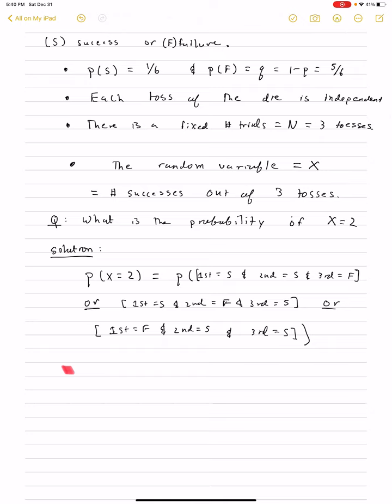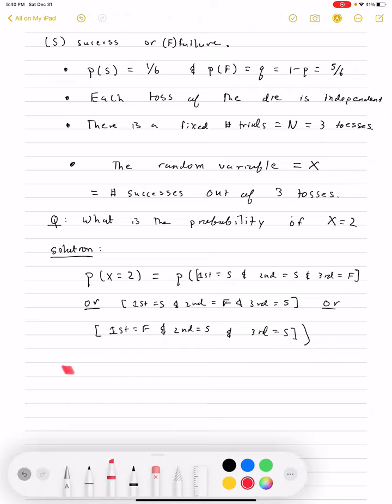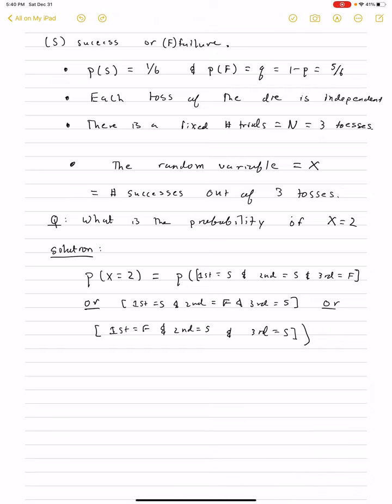Notice that we have a keyword here. That keyword is or. Because these are disjoint, we can just add the probabilities. Why are they disjoint? Well, for example, the first outcome has the third outcome being a failure, while the second way in which this occurs has the third outcome being success. Those two cannot occur at the same time, so they're disjoint, and we can add. Of course, you have to apply this disjoint property to each of the outcomes.